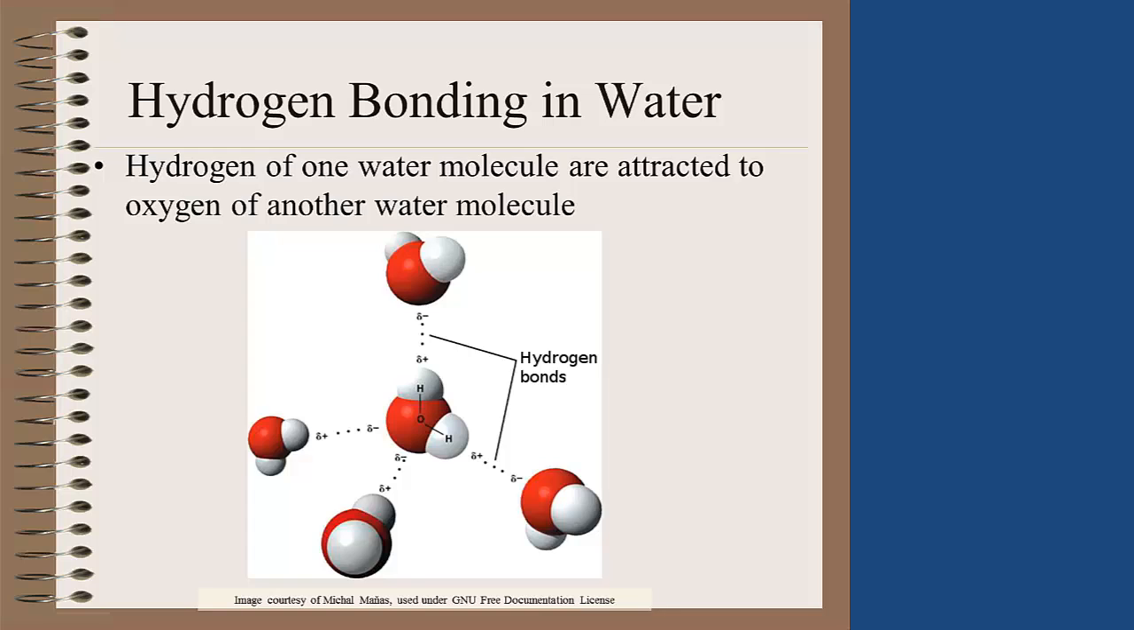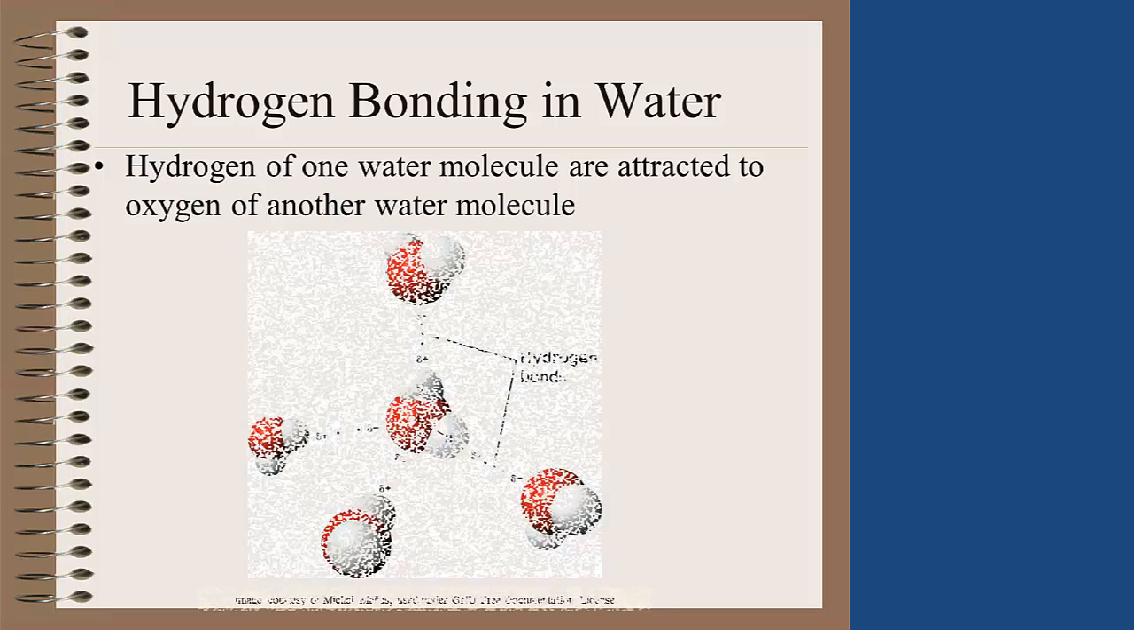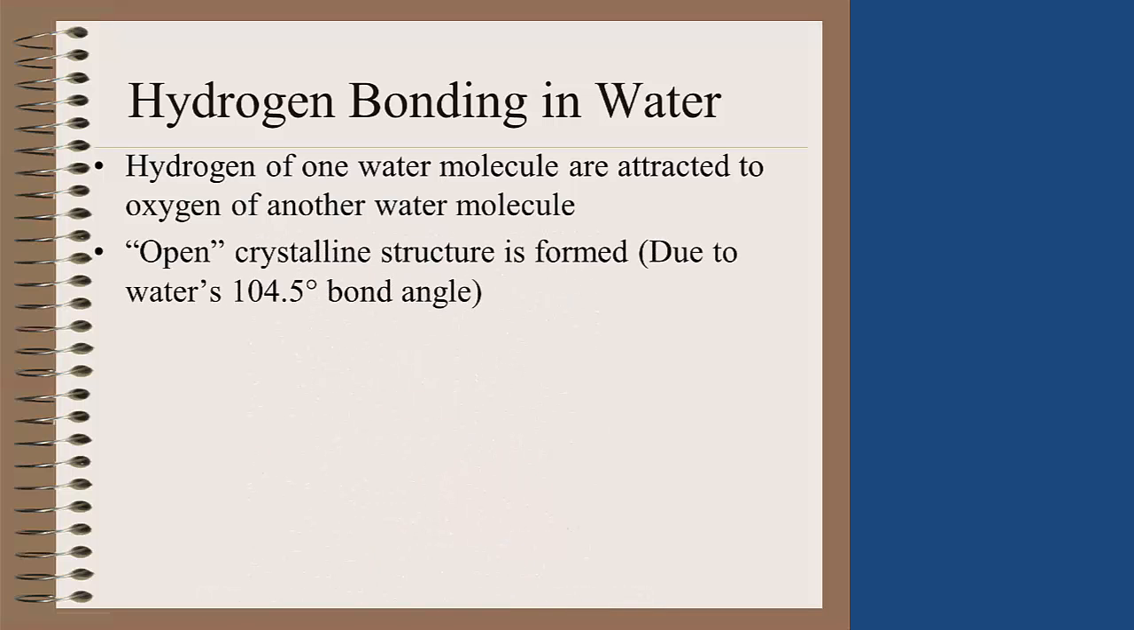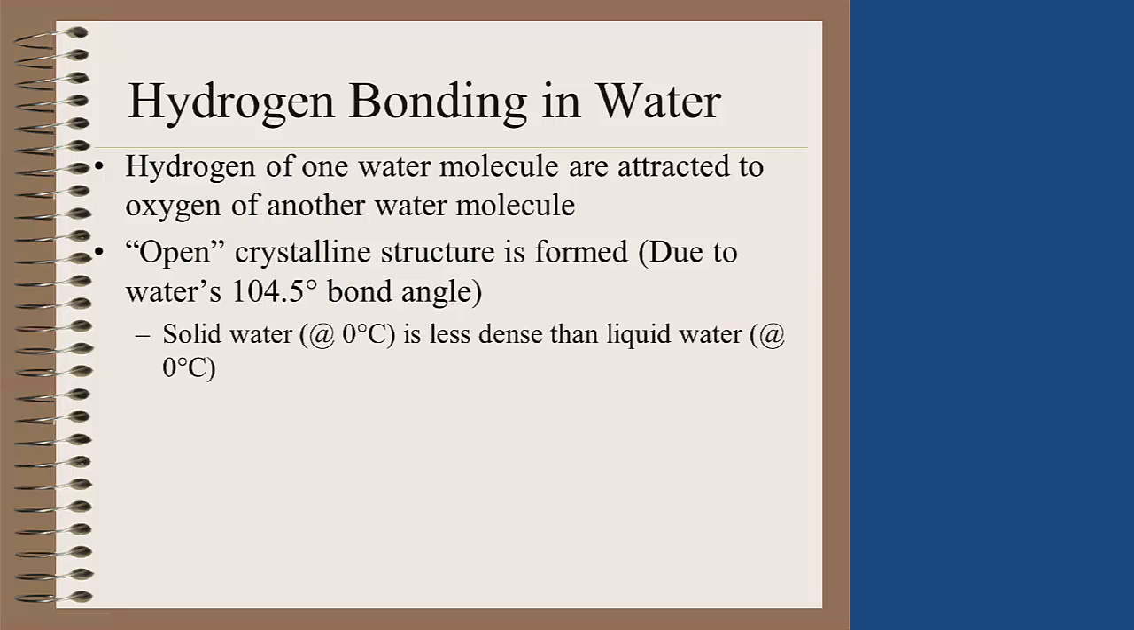Well, when water freezes, when we remove energy from water in the liquid state, as they slow down and these attractive forces begin to take hold, the open shape of that, the bent molecular geometry that we see with a 104.5 bond angle is actually going to force the water molecules further apart, creating an open crystalline structure. And what this means practically is that water in its solid state at 0 degrees Celsius is actually less dense than water in its liquid state. And things that are less dense will float.